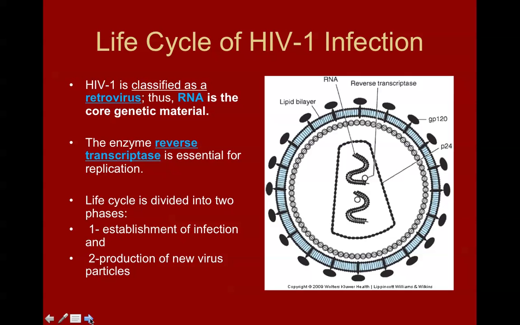HIV is classified as a retrovirus. I put that in blue because you need to remember that. And so RNA, not DNA, RNA is the core genetic material of the HIV virus. And then you need to remember the enzyme reverse transcriptase is essential for replication, or for repeating its growth. Its life cycle is divided into 2 phases, the establishment of infection and the production of new virus particles. We're going to talk about that here in a minute.